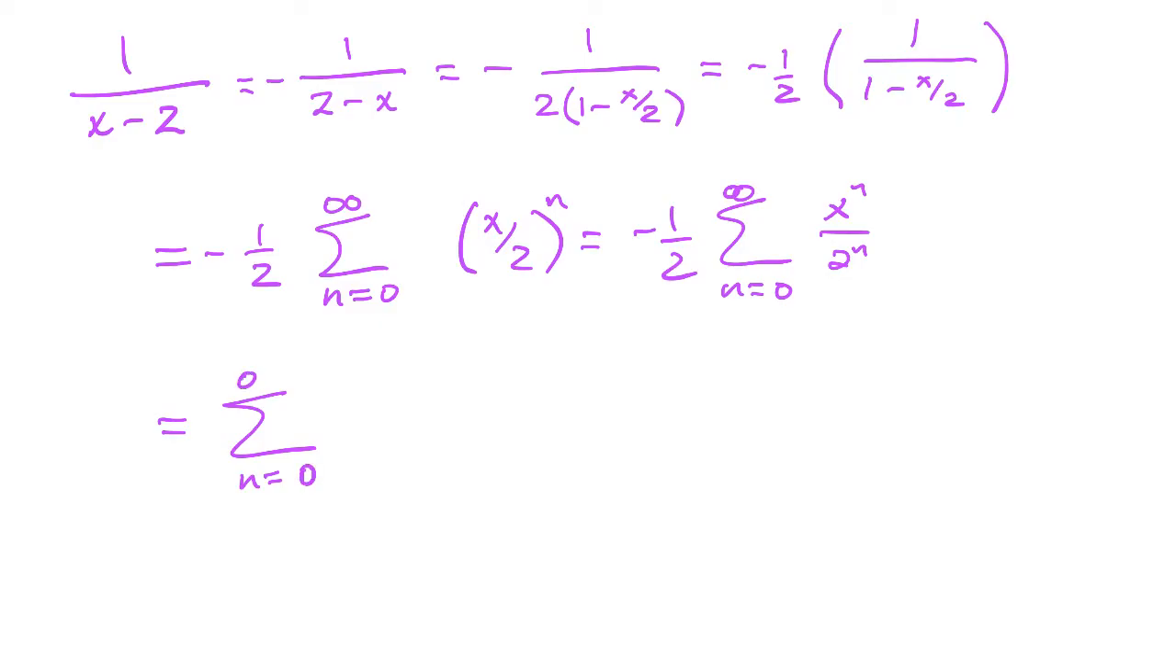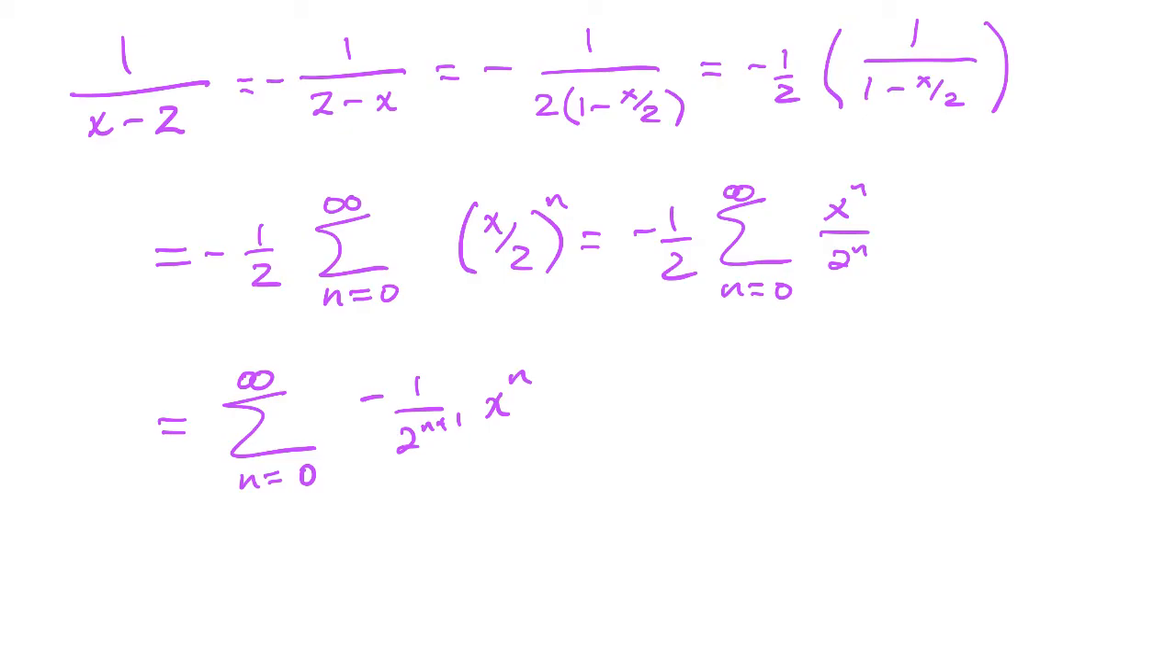The sum from n equals 0 up to infinity of minus 1 over 2 to the n plus 1, times x to the n power. And so this gives me the power series expansion for 1 over x minus 2. Now, in all of these cases, we haven't really talked about the radius of convergence, but when we do the substitution, we actually do the substitution into the radius of convergence as well.